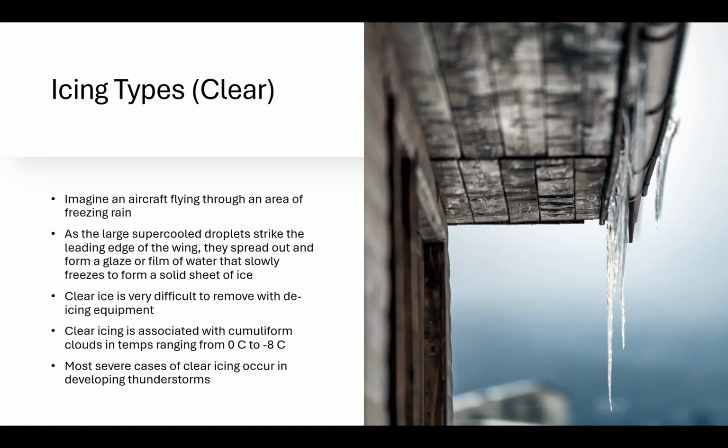Clear icing is usually associated more with those larger water droplets in cumulus clouds, generally looking for temperatures in the cloud ranging from 0 degrees Celsius to -8 degrees Celsius. And the most severe cases of clear icing generally are going to occur in developing thunderstorms.